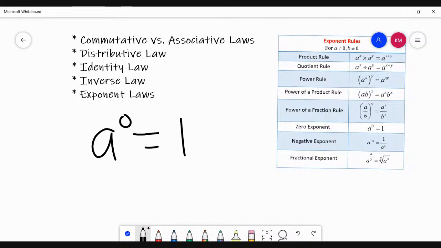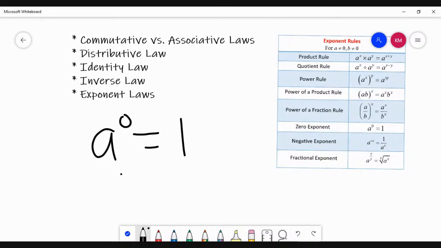So, whenever you are dealing with a to the zero power, always make sure you say it equals 1. It's part of the rules. I didn't make the rules up, I just follow them. A to the 0 equals 1.